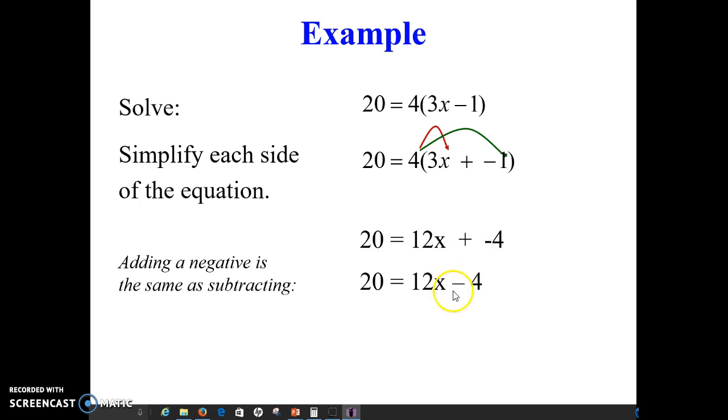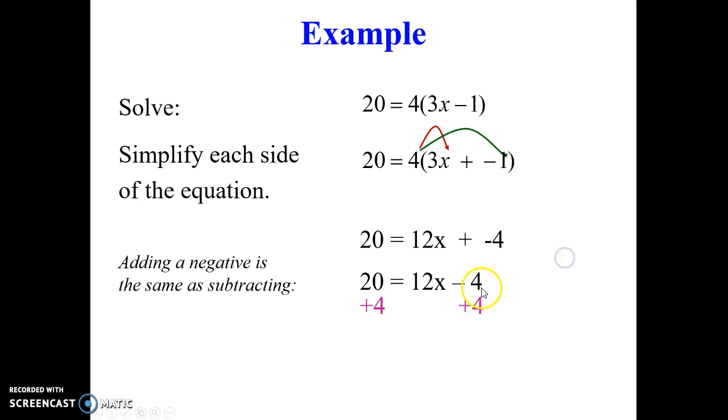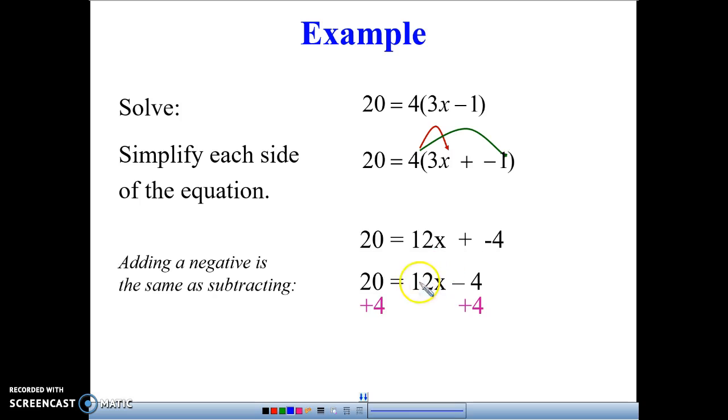How do you get rid of subtraction by 4? You're going to add 4. And what you do to one side, you have to do to the other. And when I mean side, I mean each side of the equal sign.